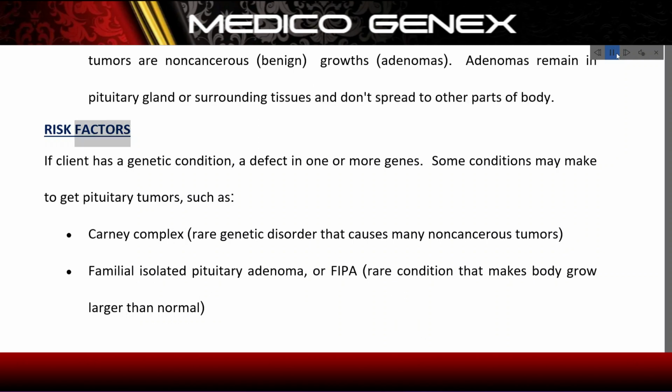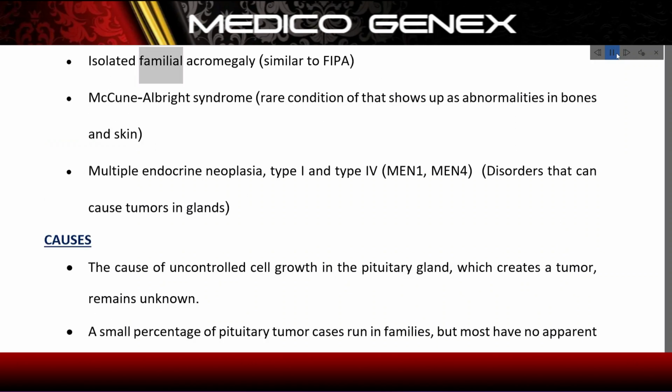Risk factors. If a client has a genetic condition, a defect in one or more genes, some conditions may make them more likely to get pituitary tumors, such as Carney complex, a rare genetic disorder that causes many noncancerous tumors. Familial isolated pituitary adenoma, or FIPA, a rare condition that makes the body grow larger than normal. Isolated familial acromegaly, similar to FIPA. McCune-Albright syndrome, a rare condition that shows up as abnormalities in bones and skin. Multiple endocrine neoplasia, type 1 and type 4, MEN1, MEN4, disorders that can cause tumors in glands.